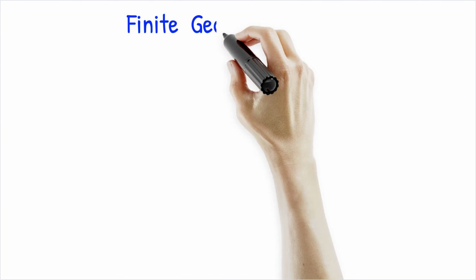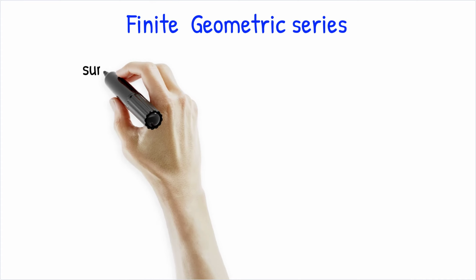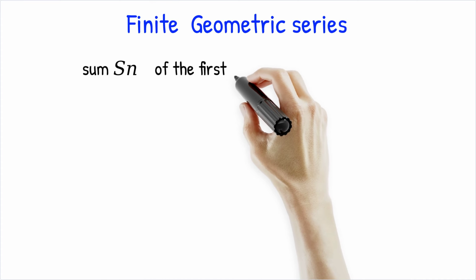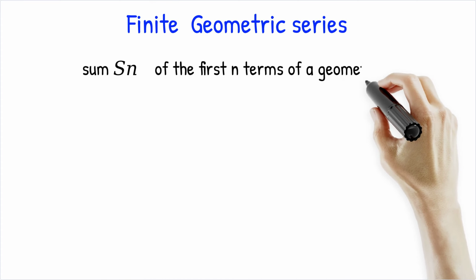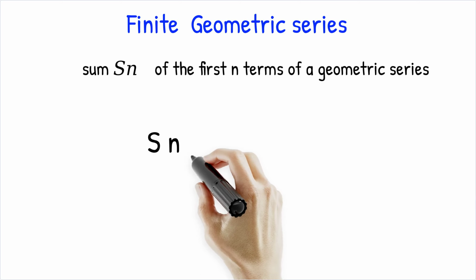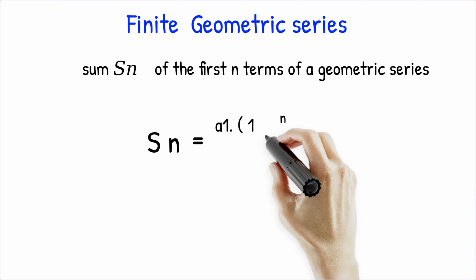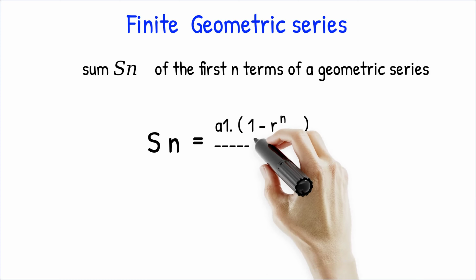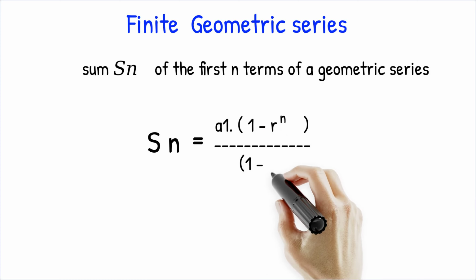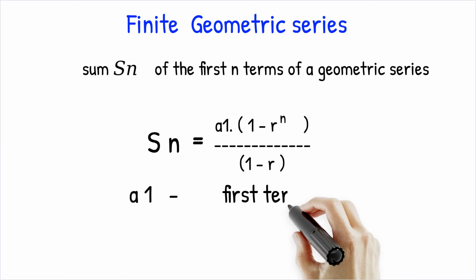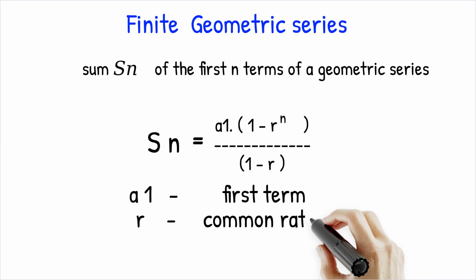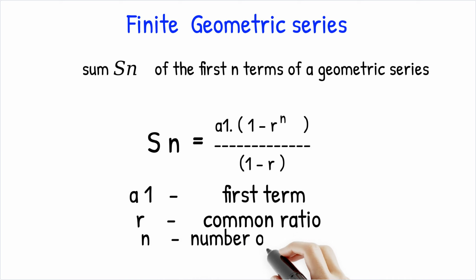Finite geometric series. The sum Sn of the first n terms of a geometric series can be calculated using the formula Sn equals a1 multiplied by 1 minus r power n over 1 minus r, where a1 is the first term of the series, r is the common ratio, and n is the number of terms to sum.